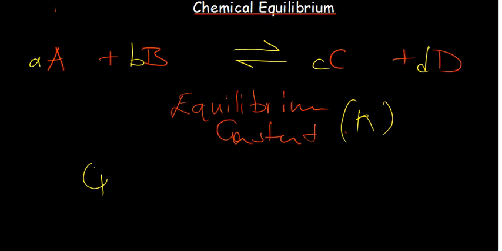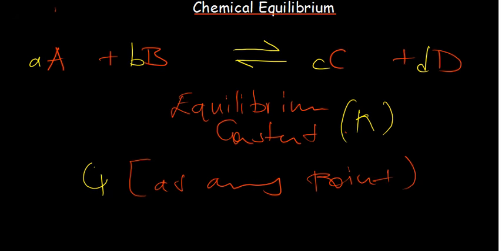So Q is a constant of the reaction at any time in the reaction, at any point, whether at equilibrium or not. Now, K is more specifically for equilibrium. So therefore, we can say Q and K should be equal at what? At equilibrium. So for now, take note of that information.